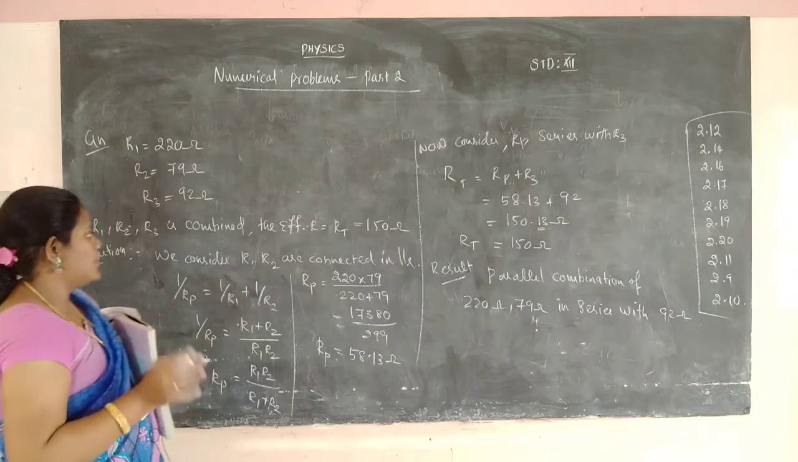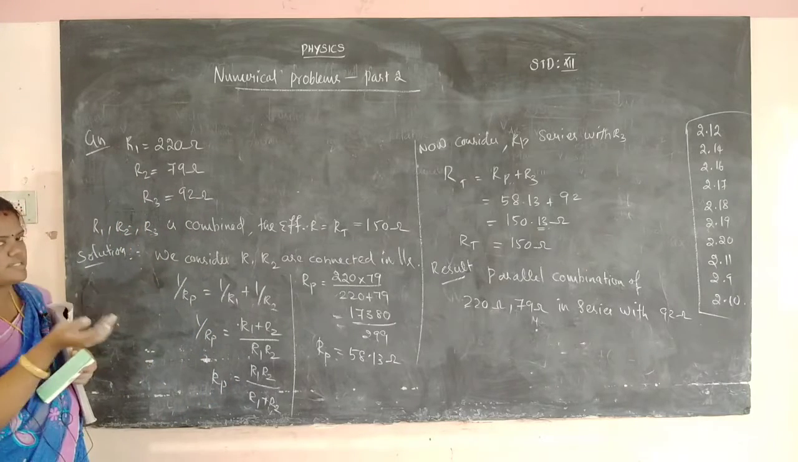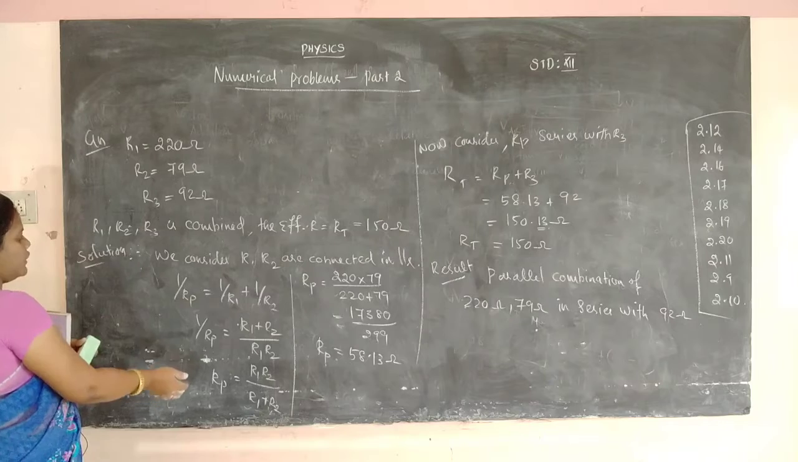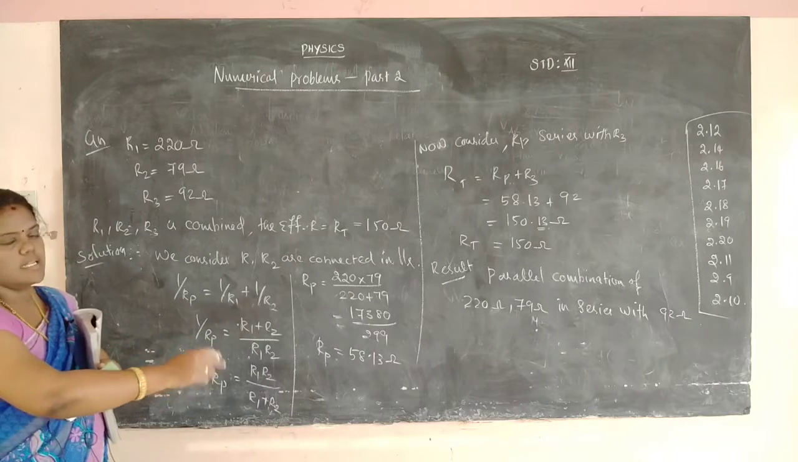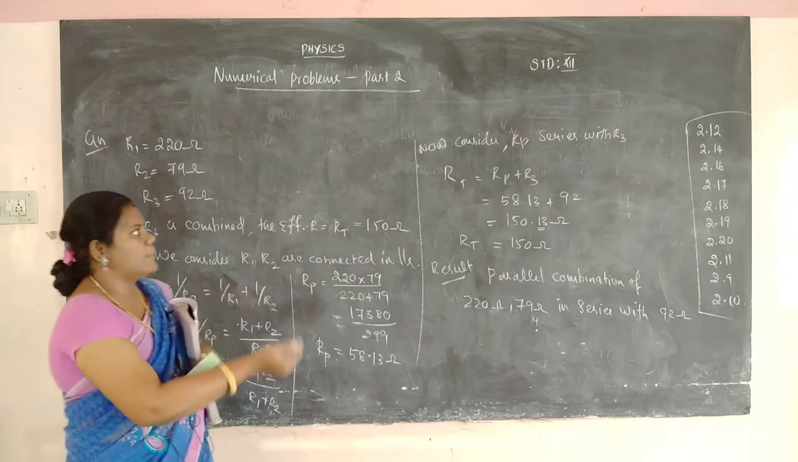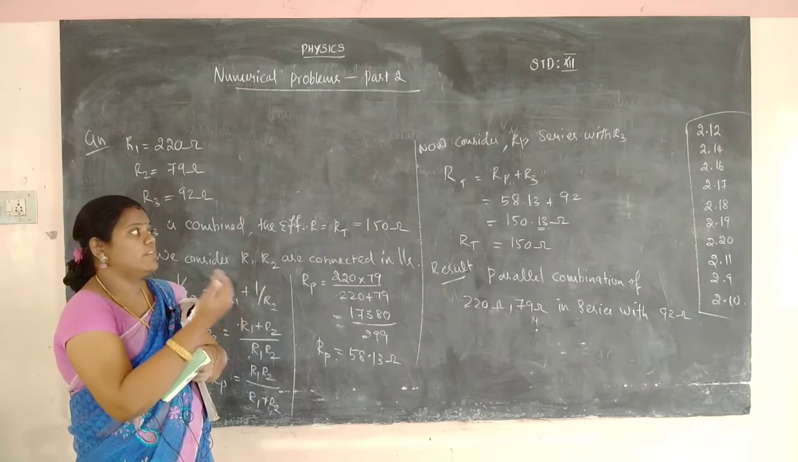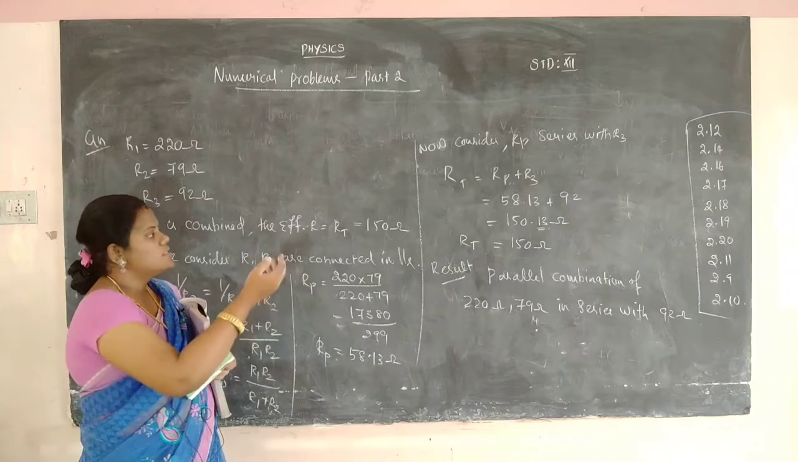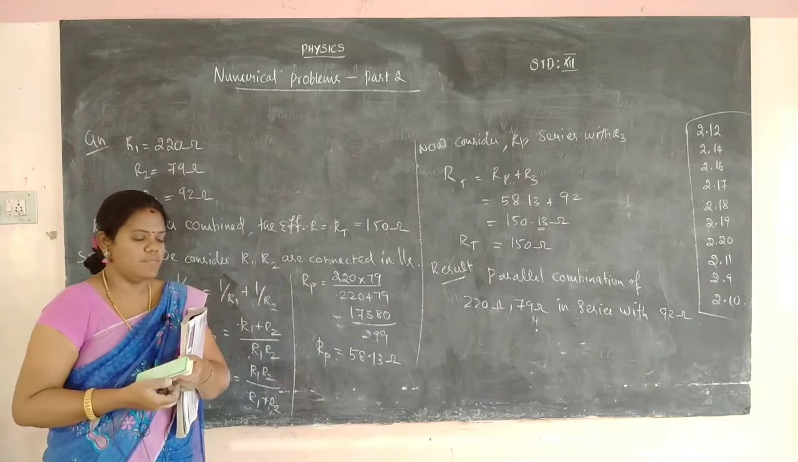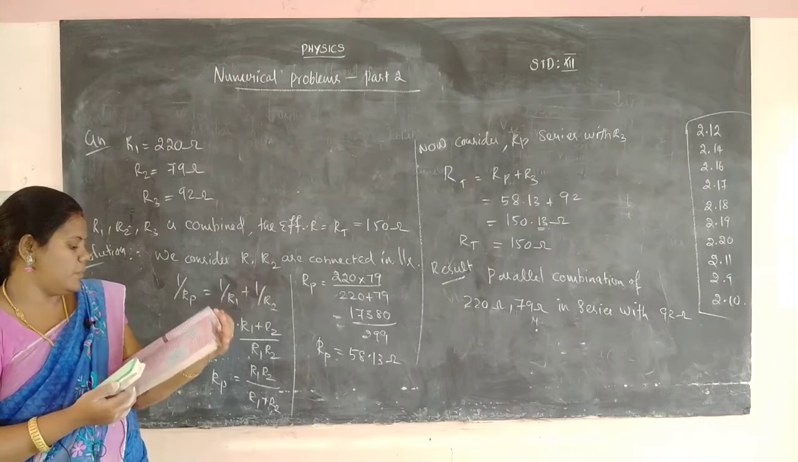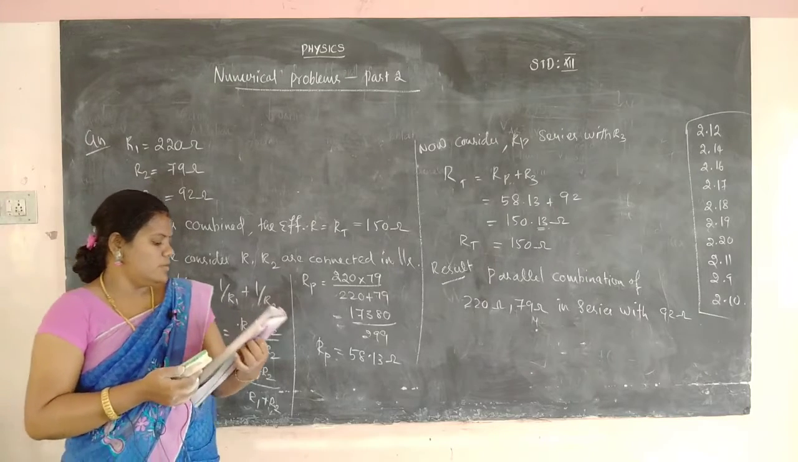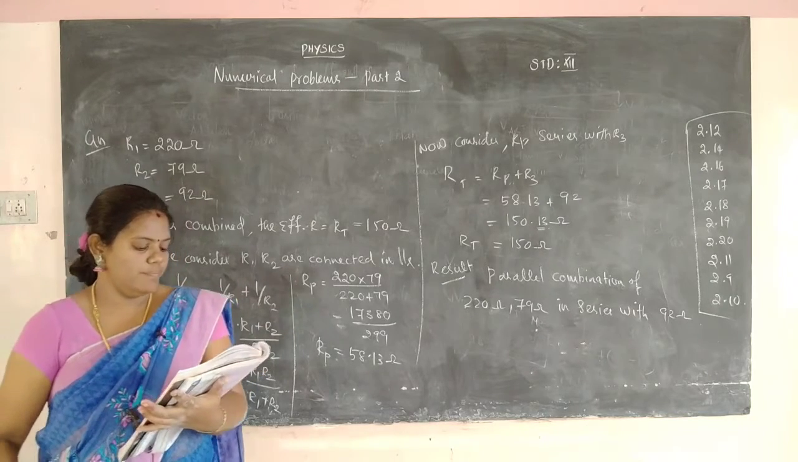Okay, so this is the problem. First you have to take R1 and R2, the resistors in a parallel position, and find the resistance of the parallel connection. Then this parallel combination will be connected in series with the third resistor. So we easily get 150 ohm. Okay, this is the 7th problem. Next we will go for the 8th one.